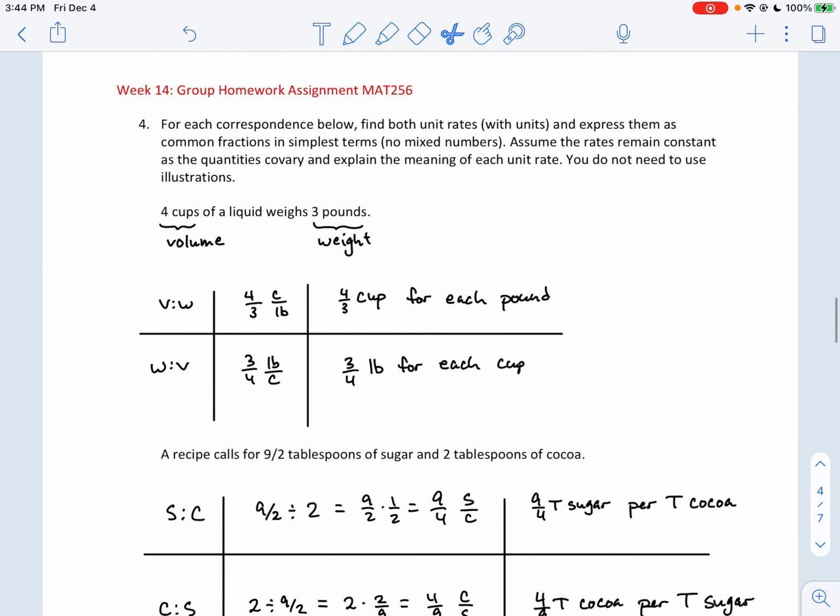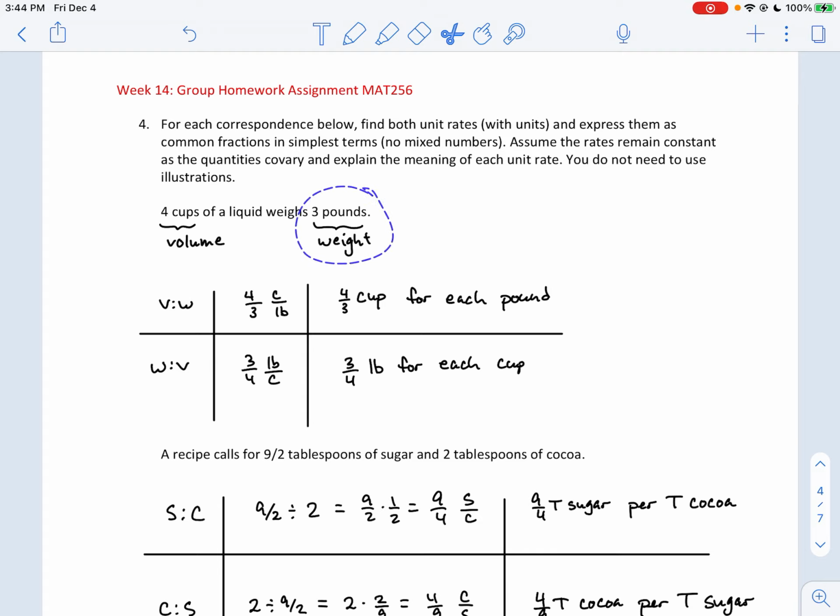Number 4, let's see, 4 cups of liquid, that's a volume, so I'm going to call that V. Weighs 3 pounds, that's a weight, so I'll call that W. And then I simply divide these numbers in 2 different orders. If I want to do the ratio of volume to weight, then I do 4 cups divided by 3 pounds, and you get 4/3 cups per pound, which means for each pound that you have, 4/3 of a cup of the liquid. And then here are the other ratios of weight to volume.